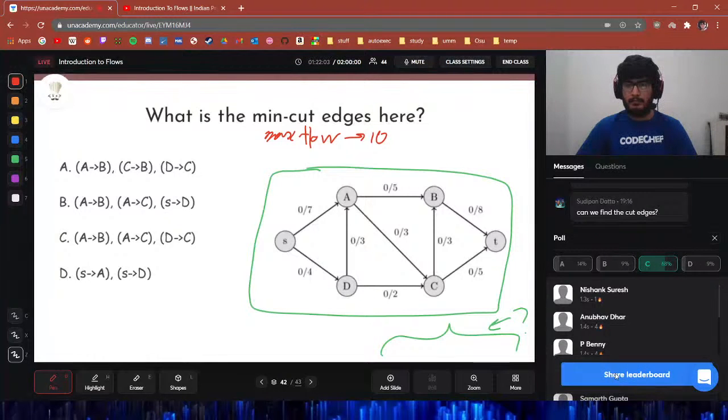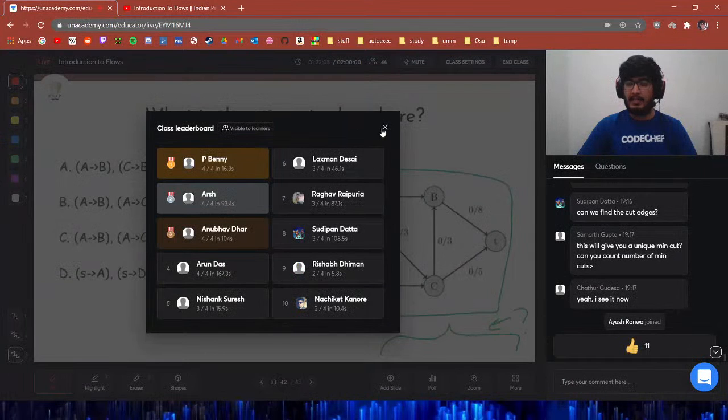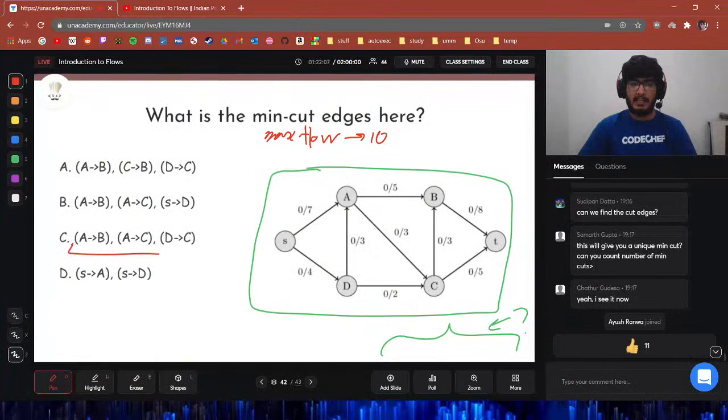Right. So the majority of you selected the correct answer, which is C, right? If we select A, B, A, C, S, D, right? We are going to cut this, and we are going to cut this. Right? This is a cut, but this is not the minimum cut because the max flow was 10. Here the sum is going to be 8 plus 4, which is 12. So this is not the minimum cut.